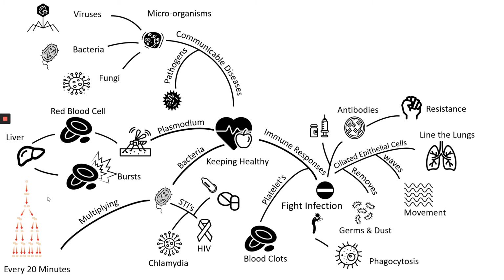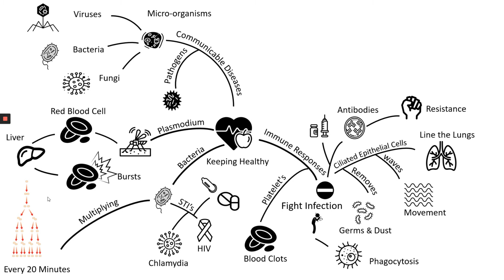We also fight infections, and we can do this in a number of ways. Now, we have white blood cells in our bloodstream, 2 types of white blood cells, lymphocytes and phagocytes. Now, phagocytes are really important because they engulf bacteria. And so what they will do is they will surround the bacteria and then use digestive enzymes to break it down and to get rid of it.